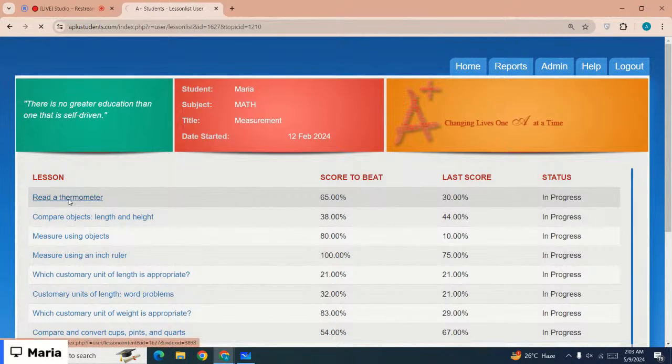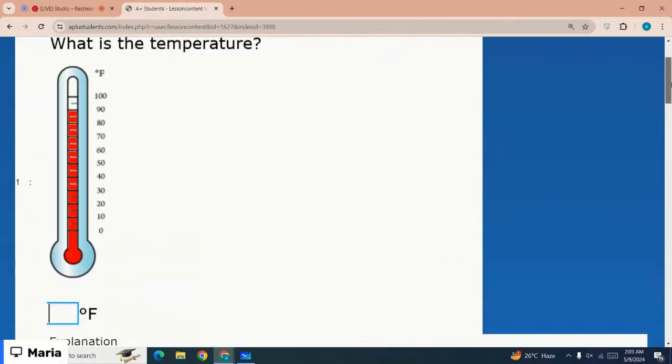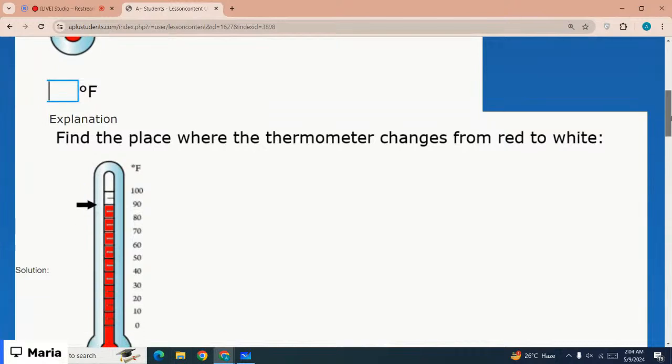Let's just start with the lesson. Basically, you are given the figure of a thermometer. You have to see how we read a temperature on the thermometer, right? So just look at the thermometer. Thermometers usually look like this, right? What is the temperature? You have to read the temperature from the thermometer. So how do we read the thermometer?